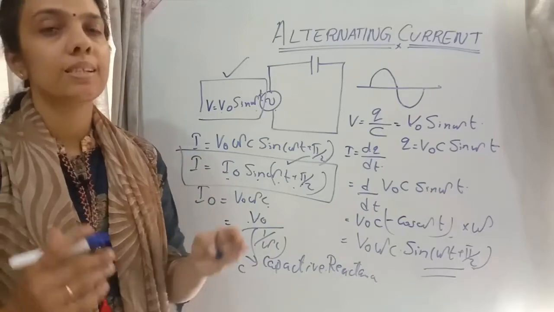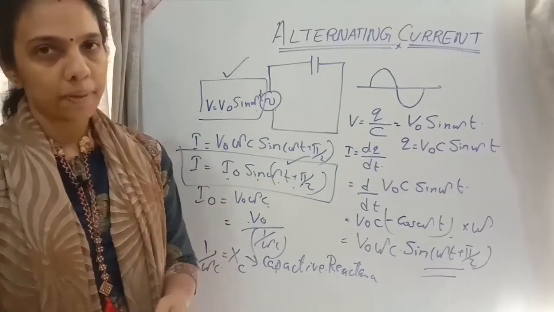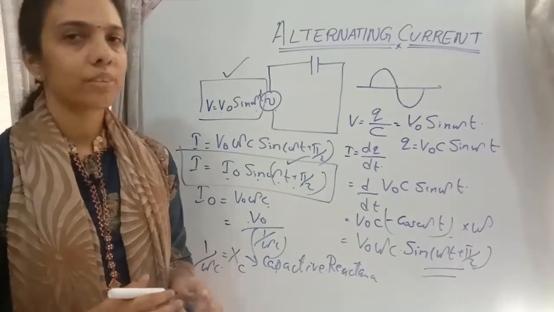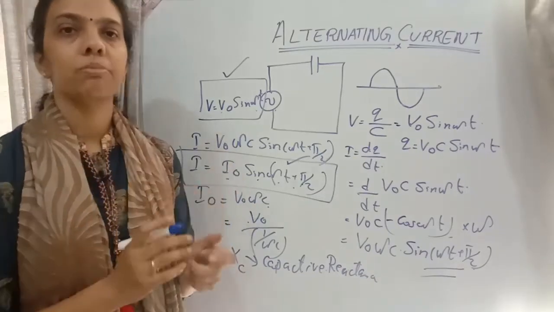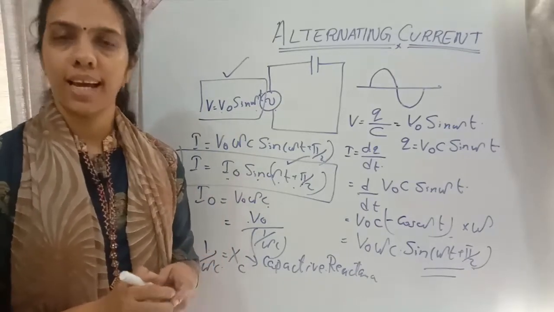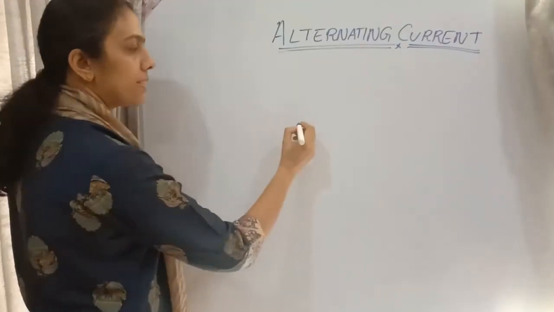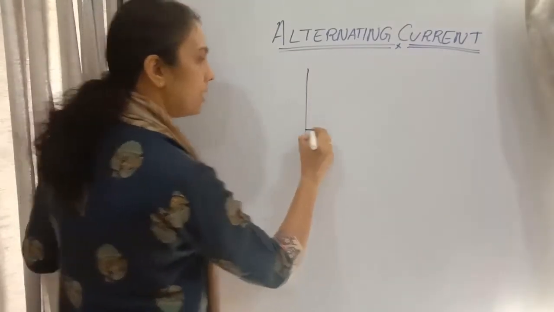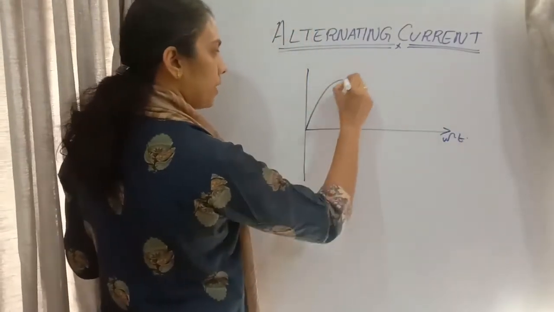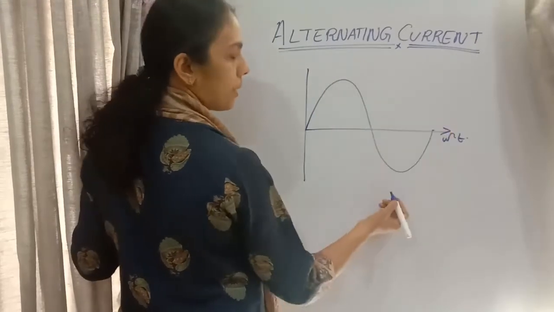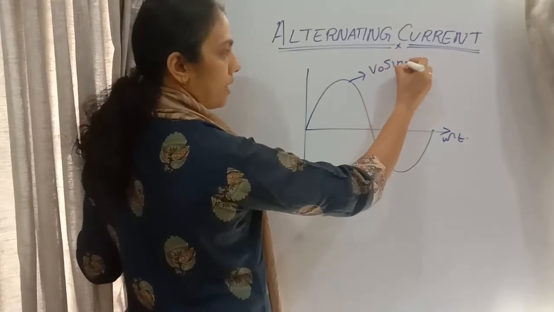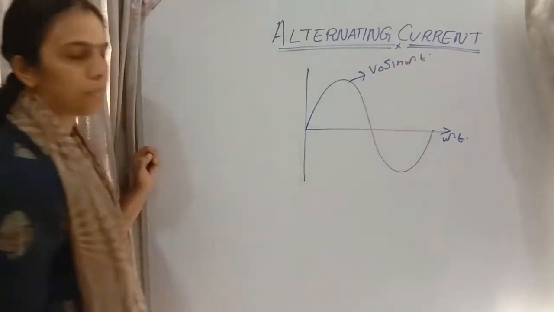A phasor diagram is a vector diagram which represents the values of V0, V and I, with a phase difference of omega t, moving in the anti-clockwise direction. For the phasor diagram, first we draw the wave diagram against omega t. I am representing V equals V0 sin omega t, and that one we can represent like this.